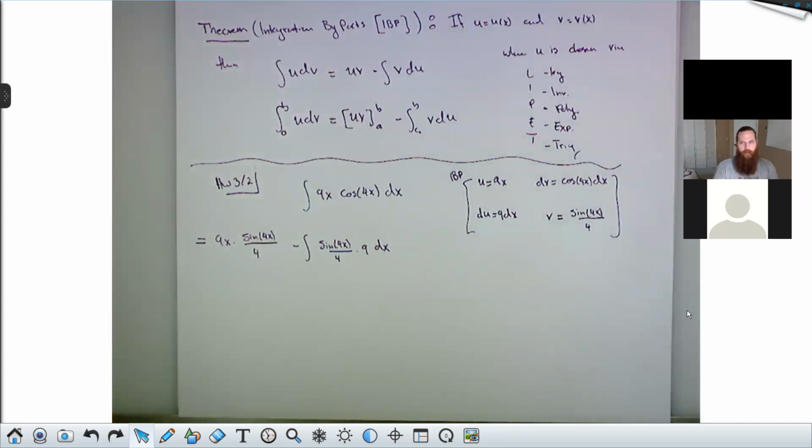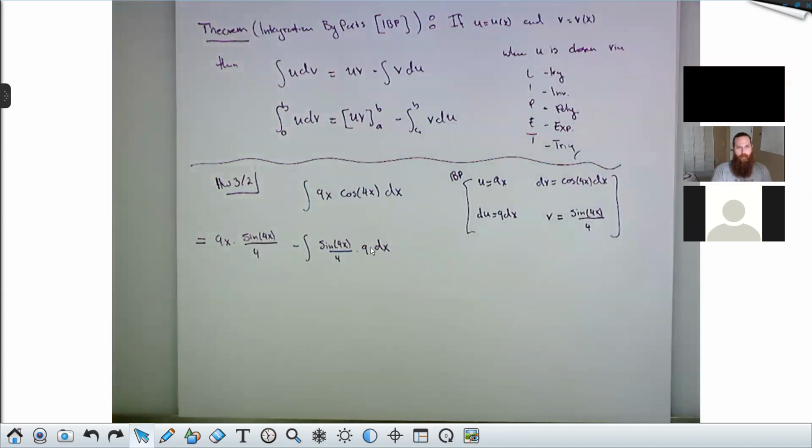Anybody? Have things gotten better or worse? Better, yeah. Why? Because the polynomial's gone, right? This is now just sine 4x times a constant. There's no x outside to contend with, so I can go ahead and integrate this. Yeah, exactly. Brian's got it.